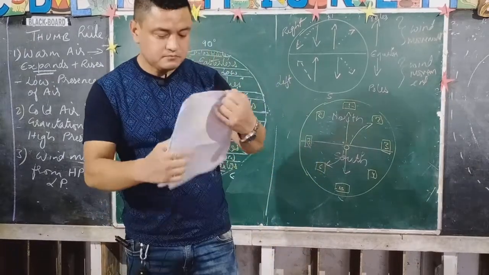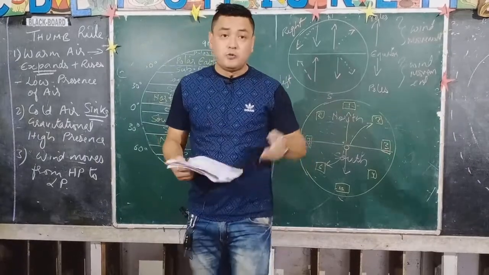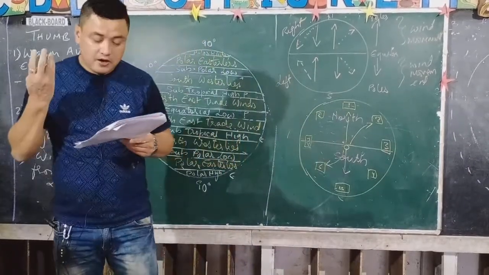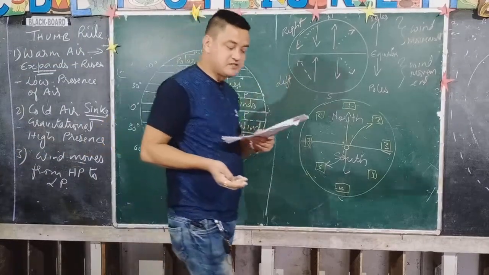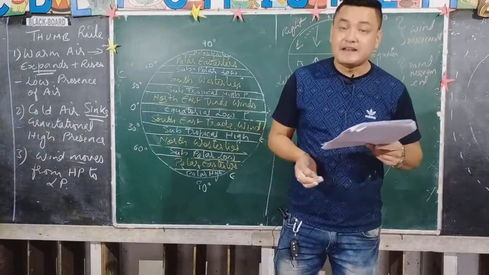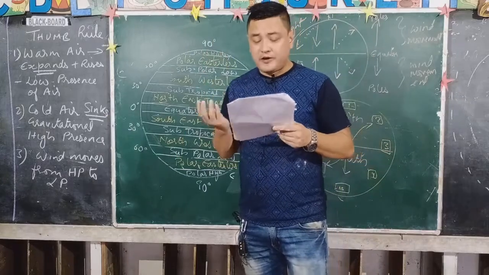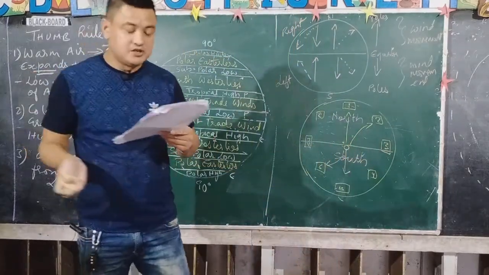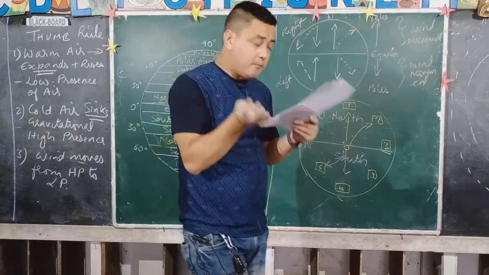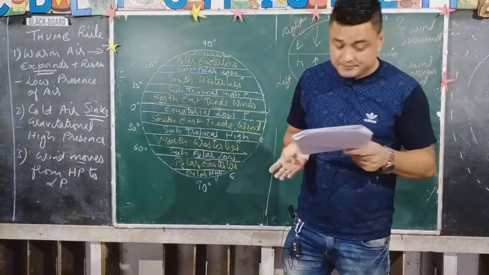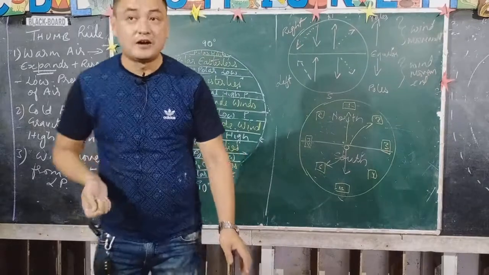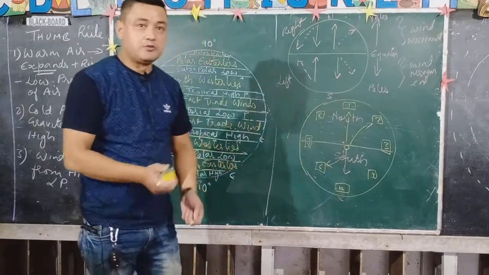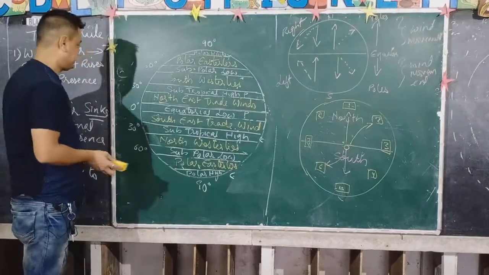Now, both wind speed as well as wind direction are measured by wind vane and anemometer. Wind vane records wind direction, whereas anemometer measures wind speed. We will read about this in detail in the next chapter. Now today we are doing another important element of weather, that is known as humidity.